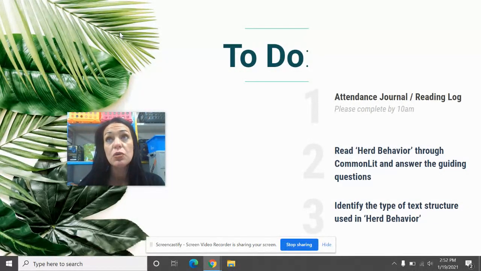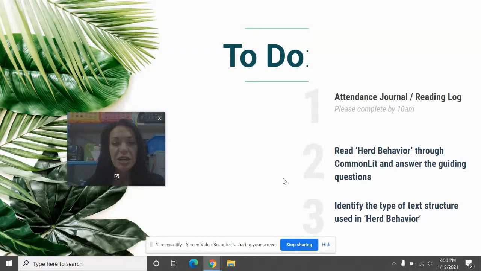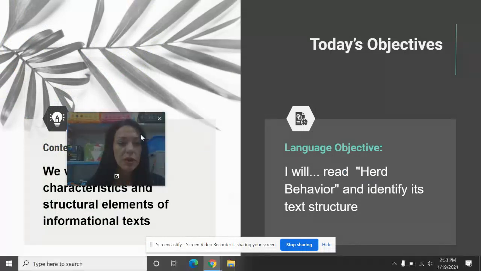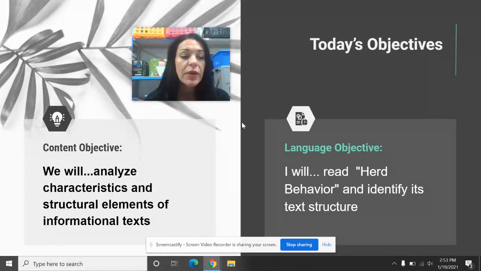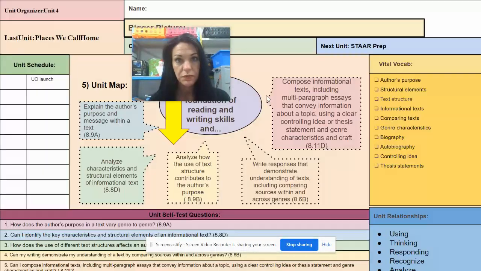I'm going to send it through CommonLit to Google Classroom, and you're going to get it, and I'm going to show you what that looks like and answer some really specific questions. And then you're going to identify the type of text structure in the article. Okay, so let me walk you guys through. Today we will analyze characteristics and structural elements of informational text, and you're going to read Herd Behavior and identify its text structures. Okay, here we go.